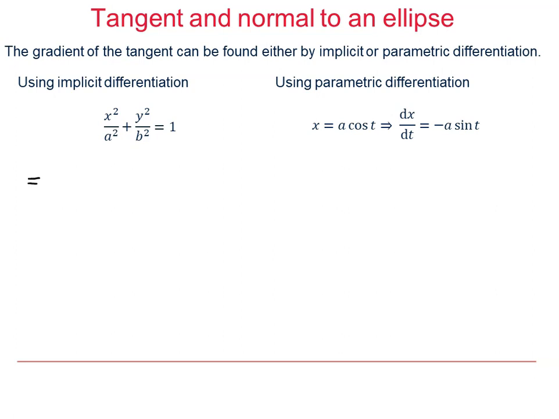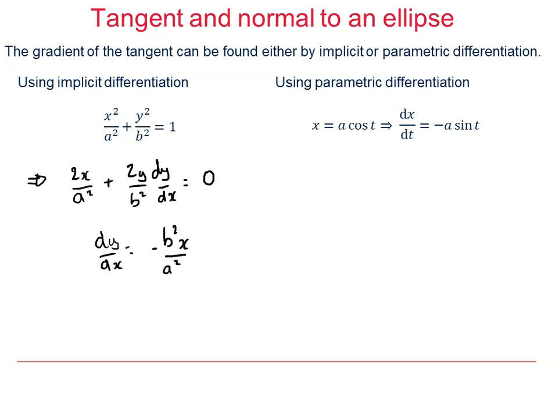Differentiating both sides with respect to x, we get 2x over a squared plus 2y over b squared times dy by dx. And on the right hand side, the derivative of 1 is 0. So rearranging that gives dy by dx is equal to negative b squared x divided by a squared y.